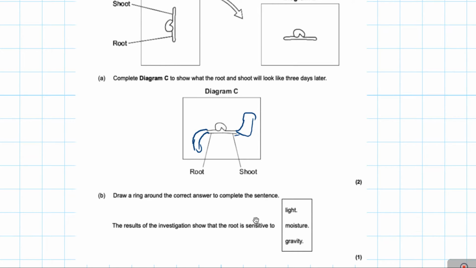Draw a ring around the correct answer to complete the sentence. The results in this case show that the root is sensitive to gravity. Roots are in the soil. They grow downwards because they are under the influence of gravity. If you didn't have gravity acting on it, then the roots would not necessarily go downwards.